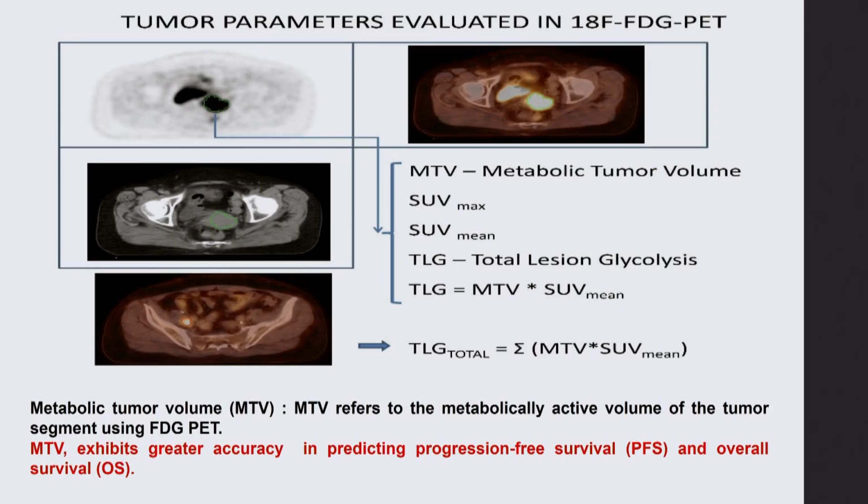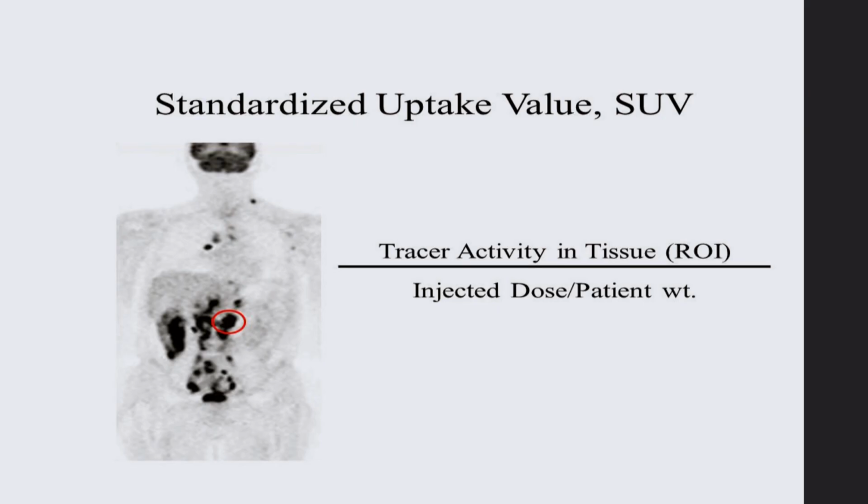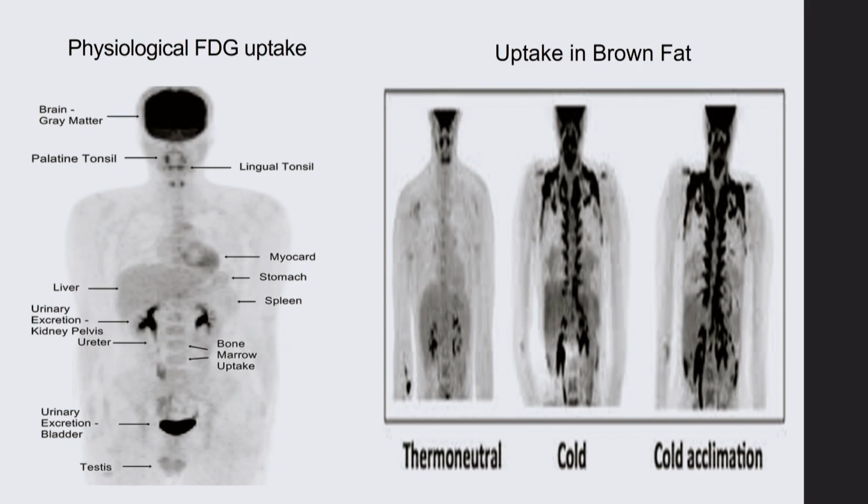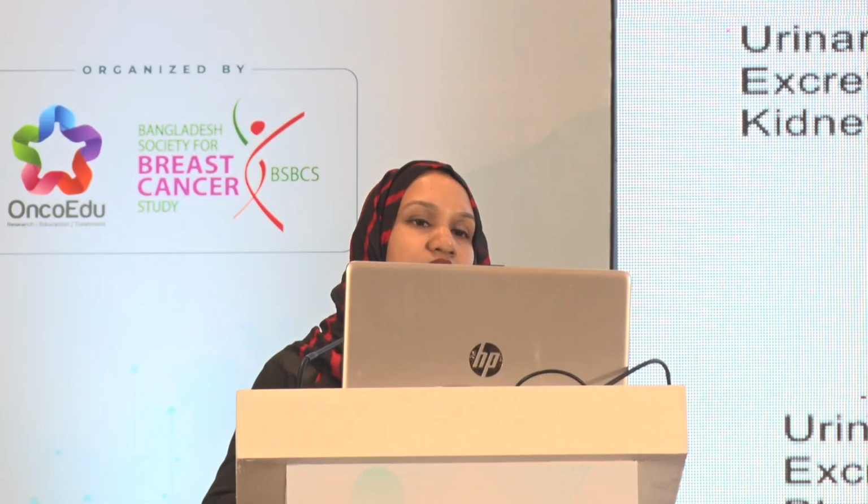These are the common tumor parameters evaluated in FDG PET-CT: metabolic tumor volume, SUVmax, mean, total lesion glycolysis, and others. Metabolic tumor volume refers to the metabolically active volume of the tumor segmented using FDG PET. It exhibits greater accuracy in predicting progression-free survival and overall survival. And standardized uptake value is the most commonly used parameter in FDG PET-CT scan. These are the common physiological uptake sites in a PET-CT scan, and uptake in brown fat is also a common phenomenon during cold weather, in case of female lean body weight patients and in case of children.